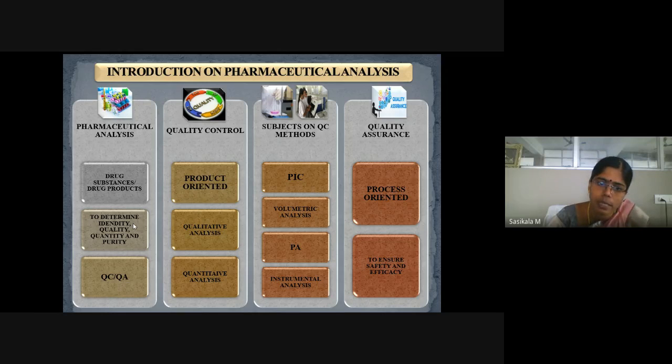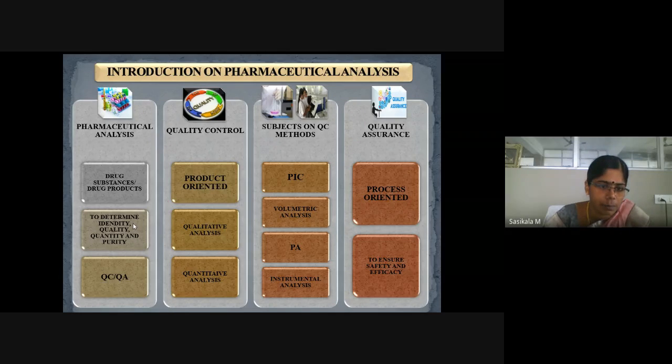Then quantity, how much it is present. For example, if a 100 milligram tablet is prescribed for some drug, then whether it is 100 milligram in that formulation or not, that we are going to determine by using analytical procedures. So quantity is determined, and we'll be checking the purity. If quantity is meeting 100%, then the drug is pure and it will be effective and safe for the patient to administer. So how will we check these parameters? By using analytical procedures, okay, analytical methods.